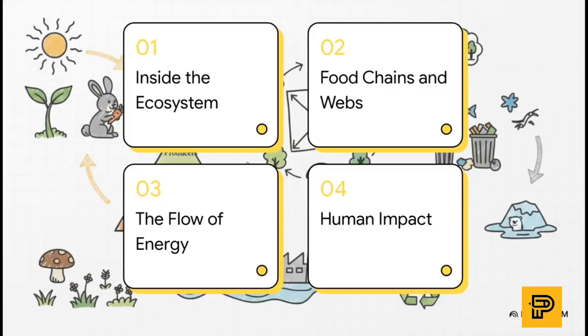To figure out this mystery, here's our roadmap for today. First, we'll look inside the ecosystem. Then, we'll map out food chains and webs. Third, we'll track the flow of energy. And finally, we'll tackle human environmental impact.